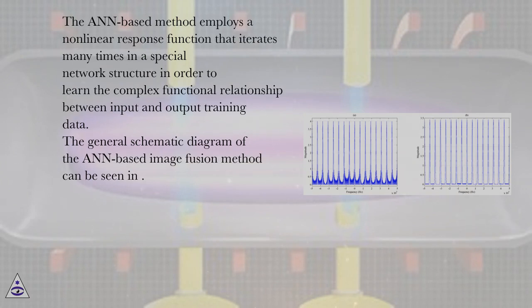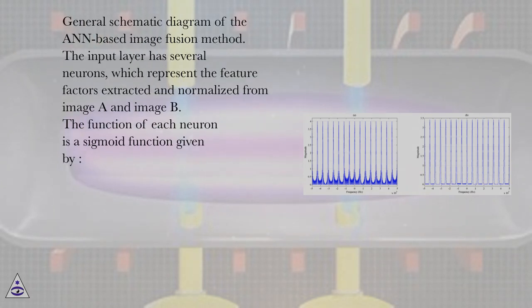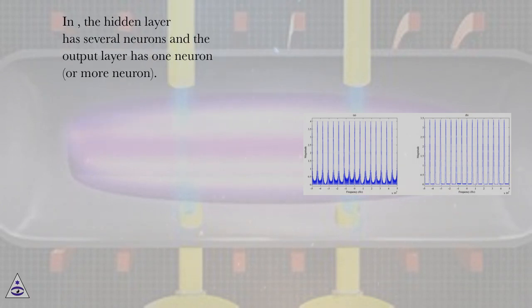The general schematic diagram of the ANN-based image fusion method can be seen in the figure. The input layer has several neurons, which represent the feature factors extracted and normalized from image A and image B. The function of each neuron is a sigmoid function given by N. The hidden layer has several neurons and the output layer has one neuron, or more.